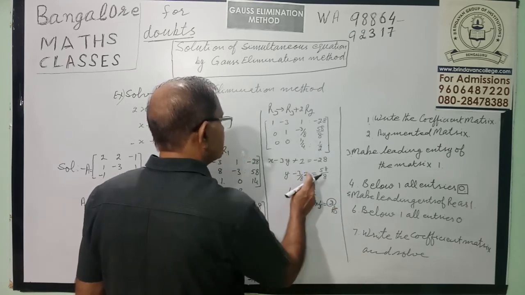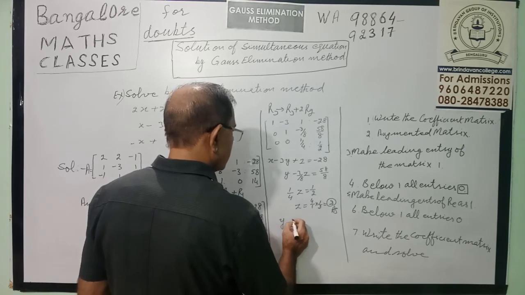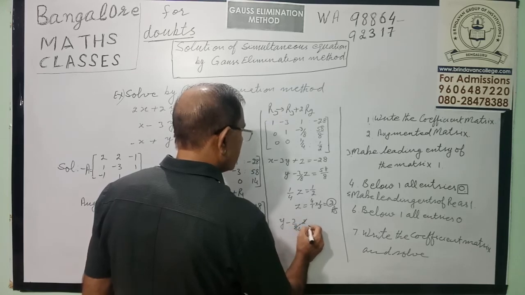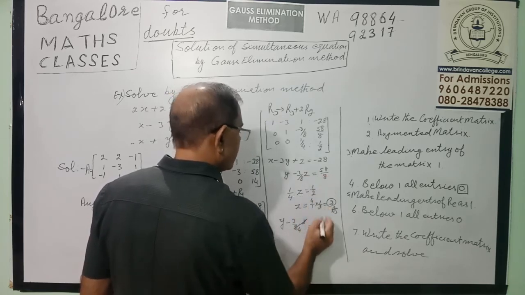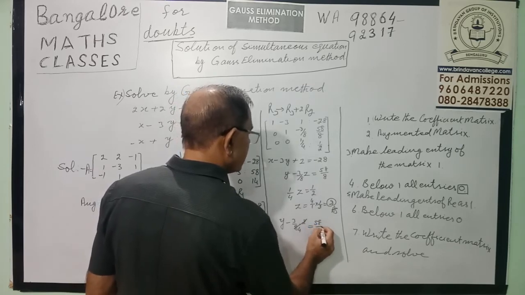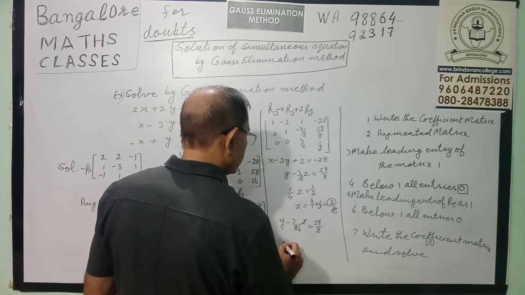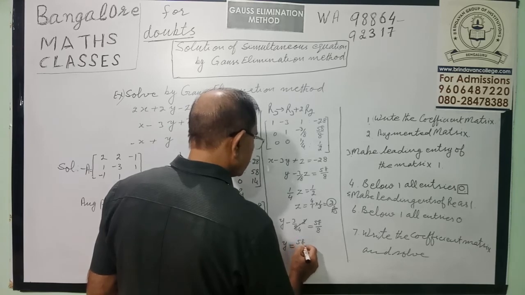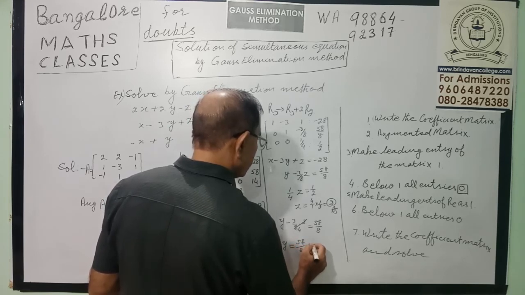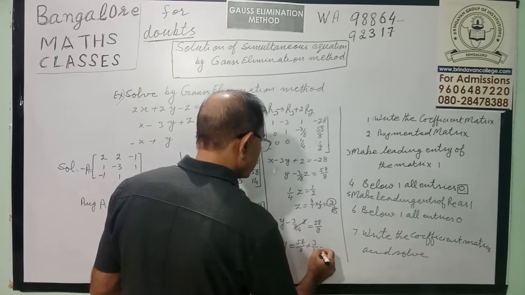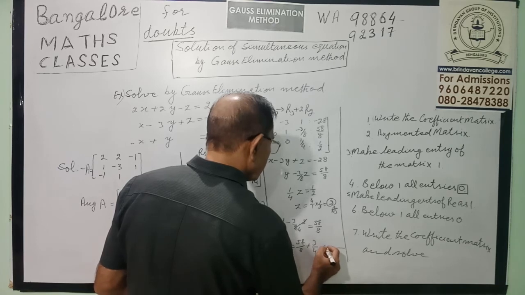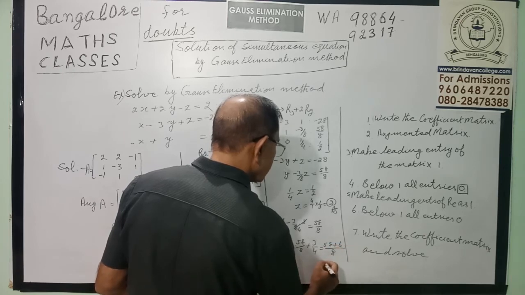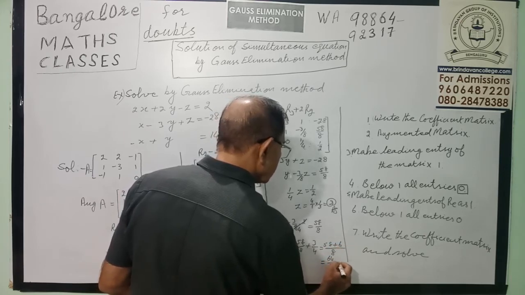Put the value of z as 2 here. y minus 3 by 8 z, for z equals 2, equals 58 by 8. y equals 58 by 8 plus 3 by 4. 8 LCM, 58 plus 6, 64 by 8, thus it is 8.